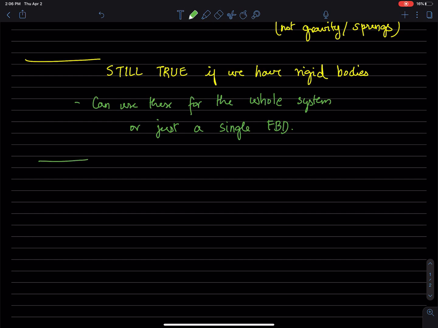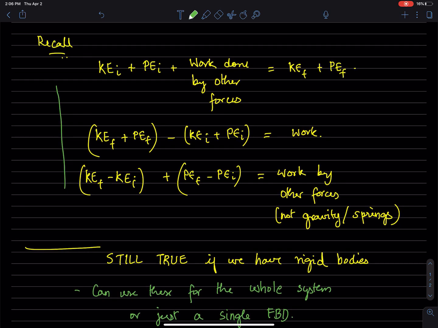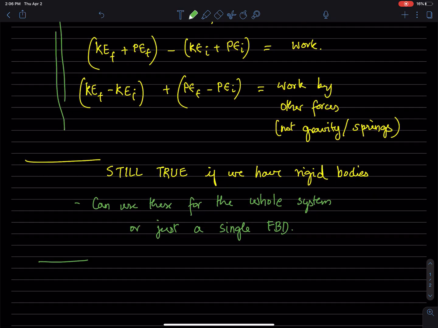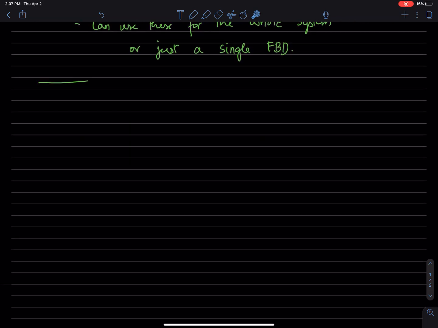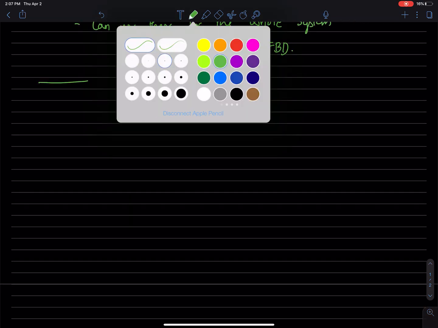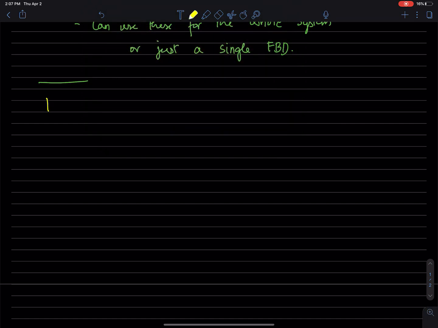Okay. So, but how do these procedures change if you have rigid bodies? The way things change is essentially the expressions for kinetic energy and potential energy. So let's write those things down. If you have a rigid body, for a 2D rigid body, let's say we have some rigid body like so, with some center of mass G.